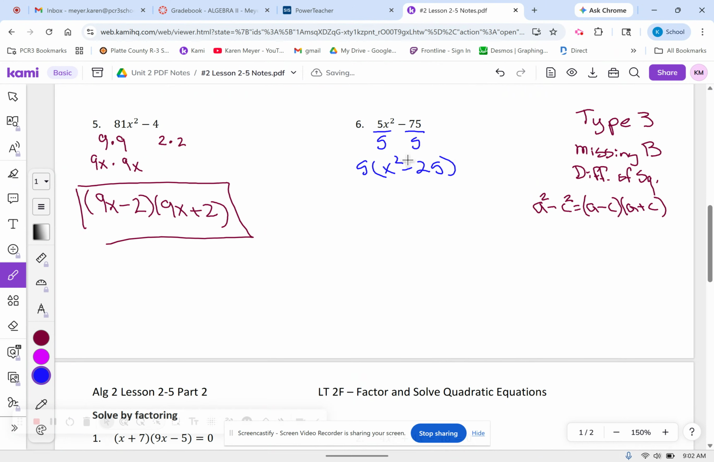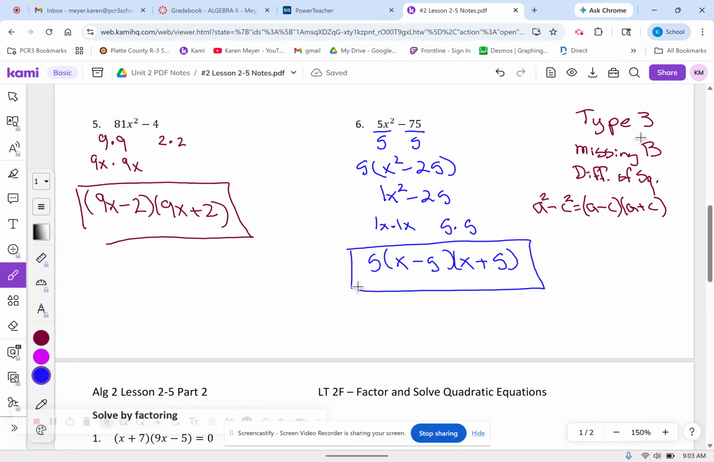And now I can do that for the inside part. So I would think of that as 1x squared. So then that would be, oh, well, 1x times 1x. And then 25 would be 5 times 5. So then I would have 1x, which is just x, and minus 5 plus 5, and then keep your GCF of a 5 out in front. And then you're done. That's it.